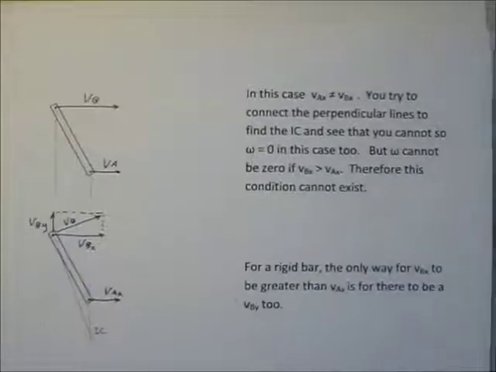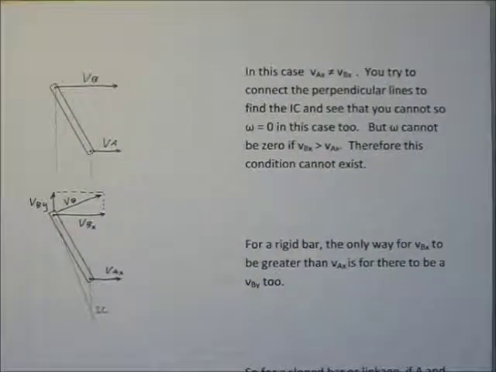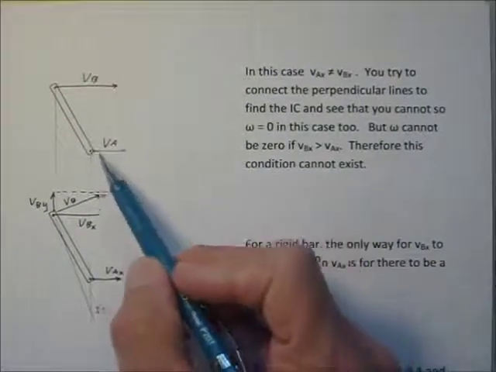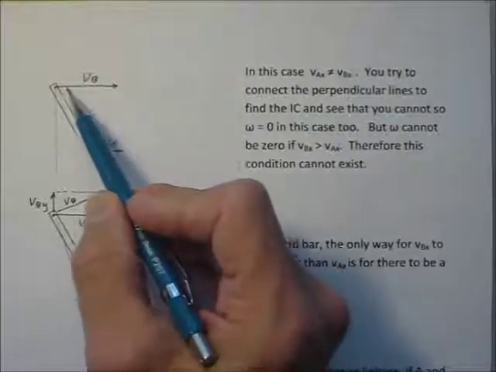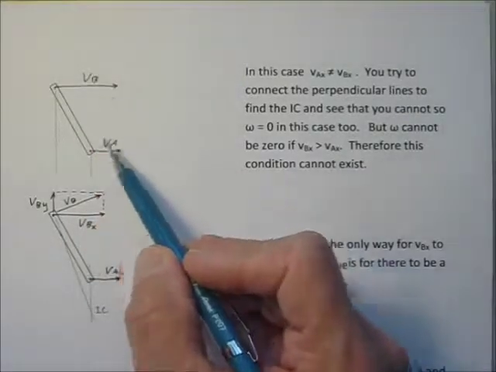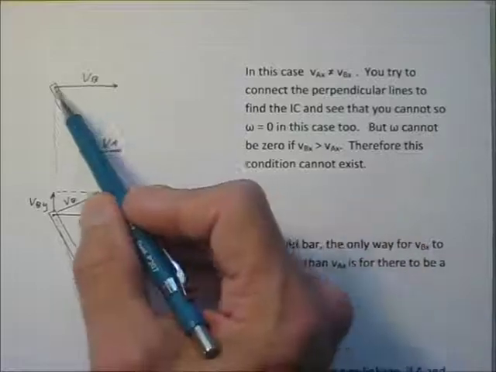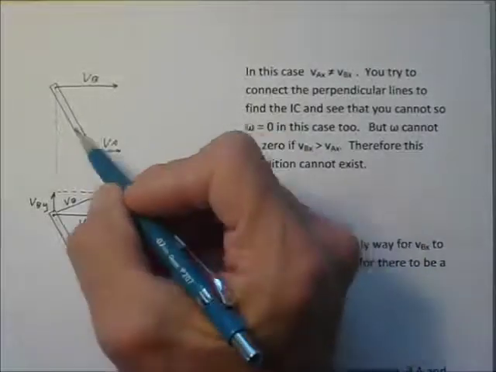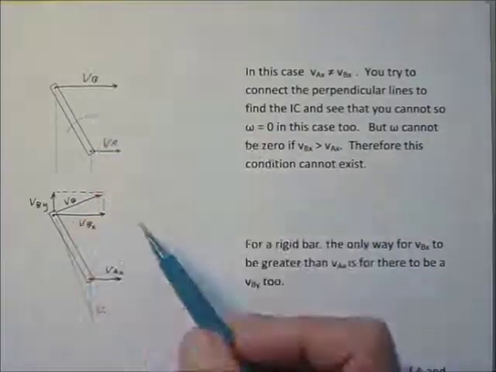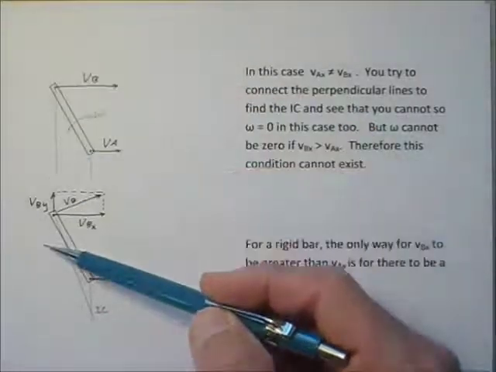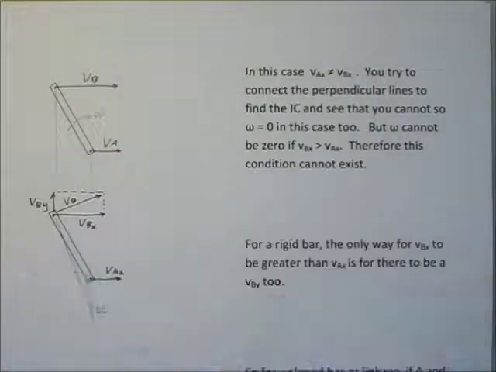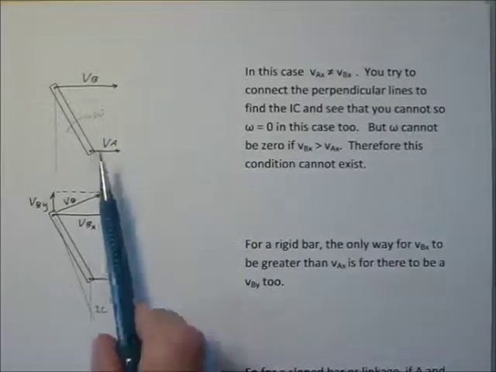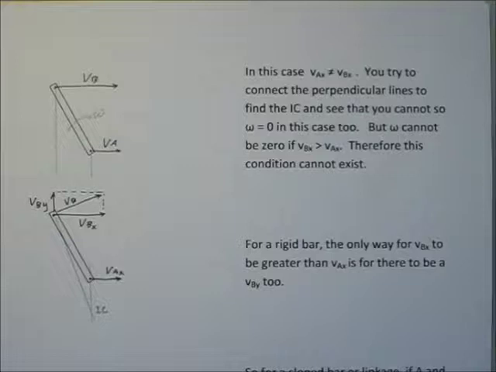Okay. Let's just keep extending this just a little bit. Now let's say that the velocity of A is a little bit smaller than the velocity of B. They're still going in a straight line, still going this way, and I try to find out the omega. This is what I'm looking for, is the omega. So I try to connect the perpendicular lines to find the instantaneous center, and I can see that they're still parallel. If they're parallel, then that means there is no instantaneous center. If there's no instantaneous center, there's no omega.